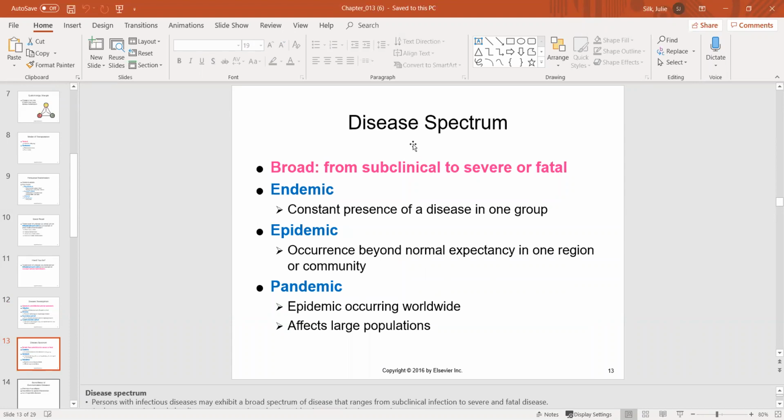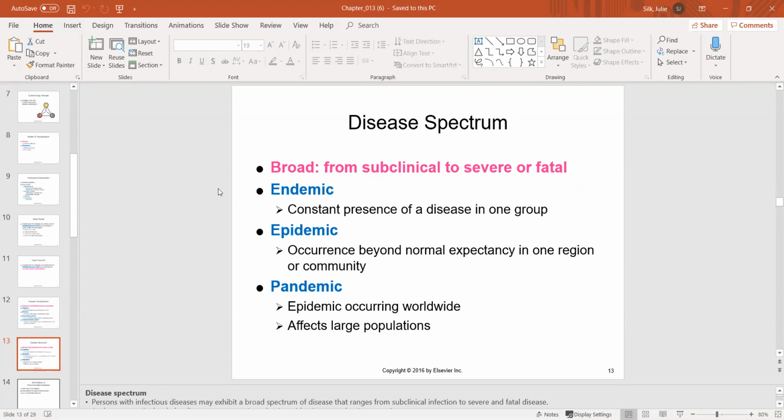Okay, so with the disease spectrum, this can be broad. Sometimes the disease is not very bad, and then sometimes it's super bad. And we see that currently with COVID-19. Some people get it and they can be asymptomatic. They don't have any symptoms. And then there are other people who get it really bad, where they end up in the ICU on a ventilator. So there's a wide variety of things that we see with the disease.